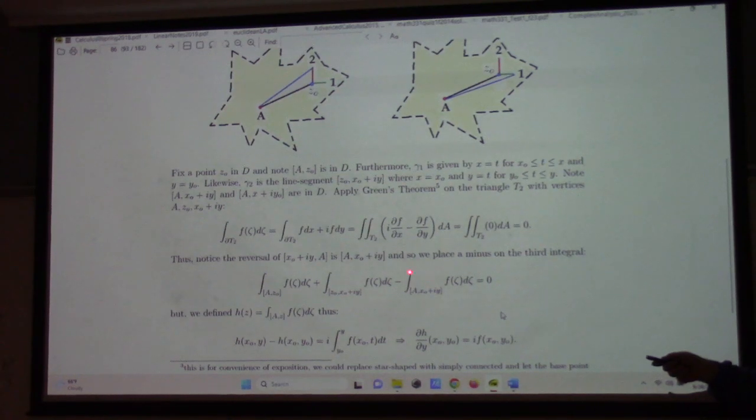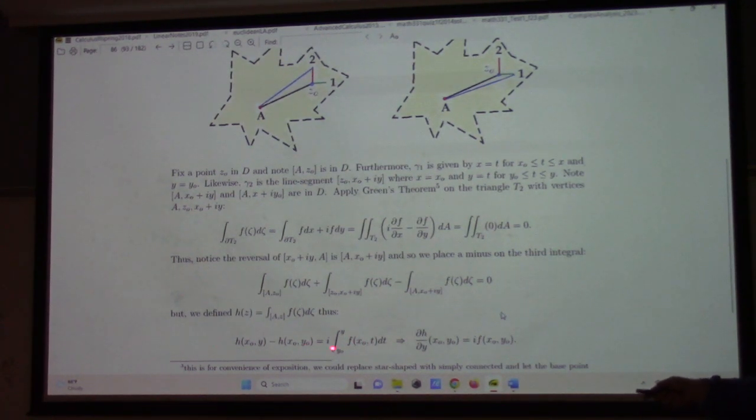The reason I want to flip it is my h of z is defined by the integral from a to z. So this is an h of x naught plus iy. This is an h of z naught. So I solve, I get h of x naught comma y minus h of x naught comma y naught equals this guy. But when you parameterize that line segment, it is a vertical line segment, which means that dz is actually i dt here. So since dz is i dt, I get the i out here, I get the dt, I have f of x naught comma t from y naught to y.